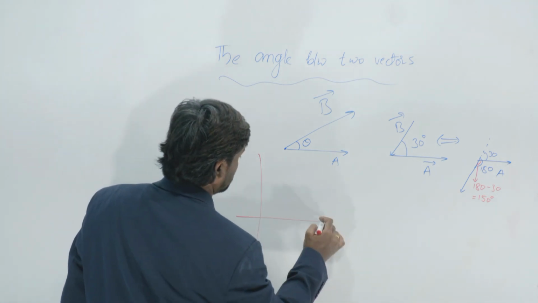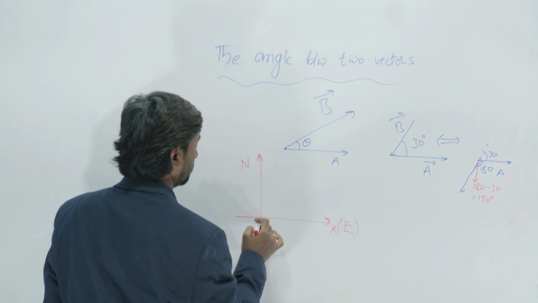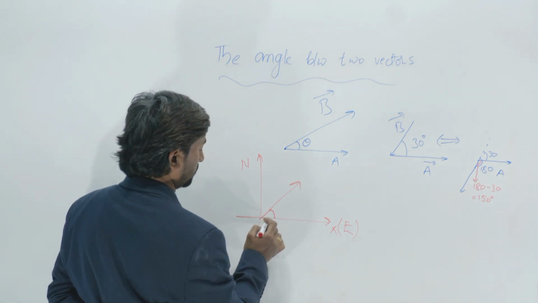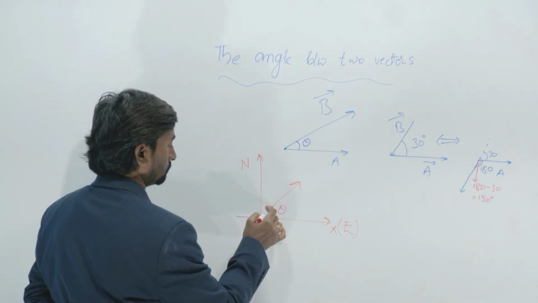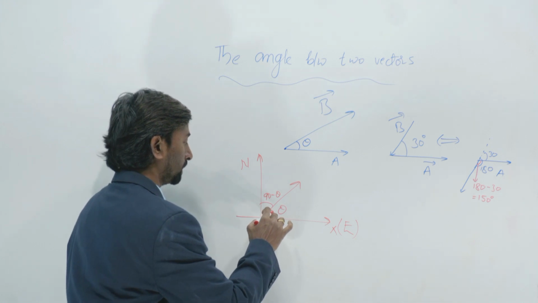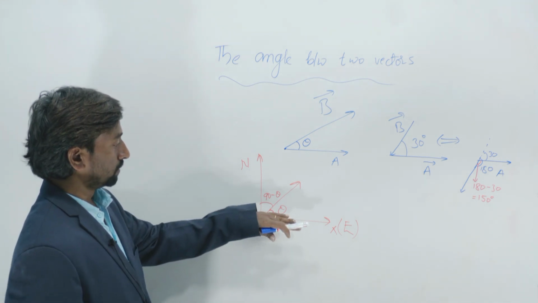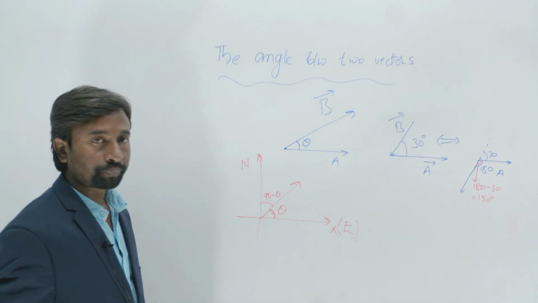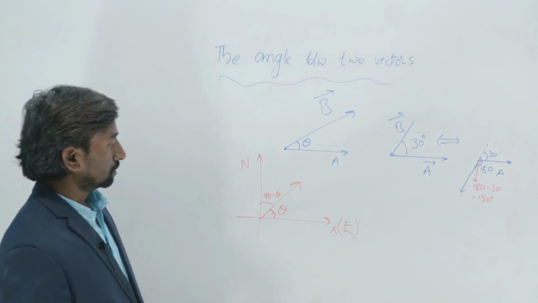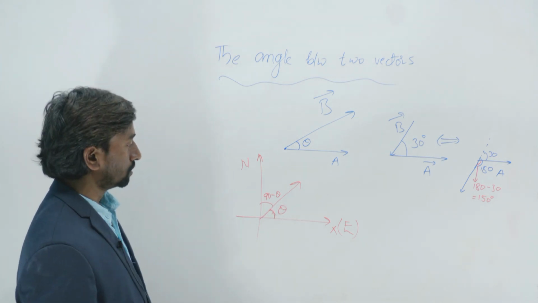Suppose, let us see here, this is a coordinate system. Let us consider this is the east direction and this is the north direction. And vector a bar is like this, making a certain angle theta in the anti-clockwise direction, and this one is 90 minus theta. Since the vector is moving in the anti-clockwise direction, its direction can be said to be north of east.